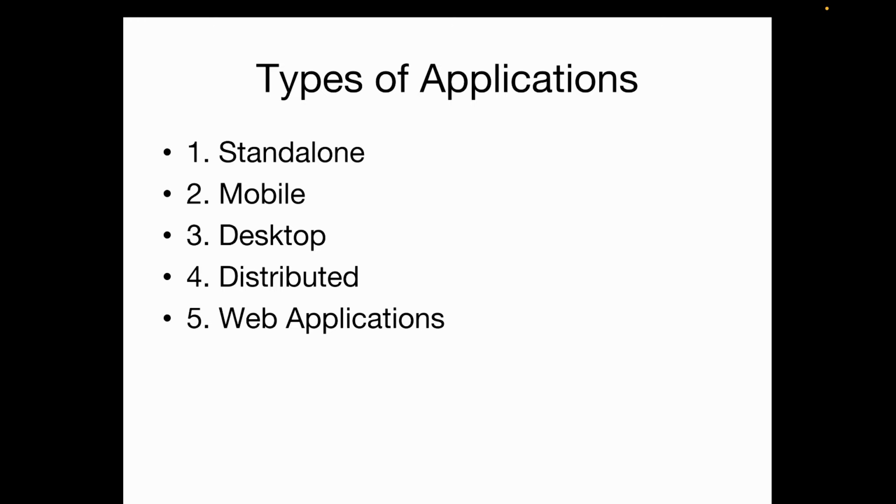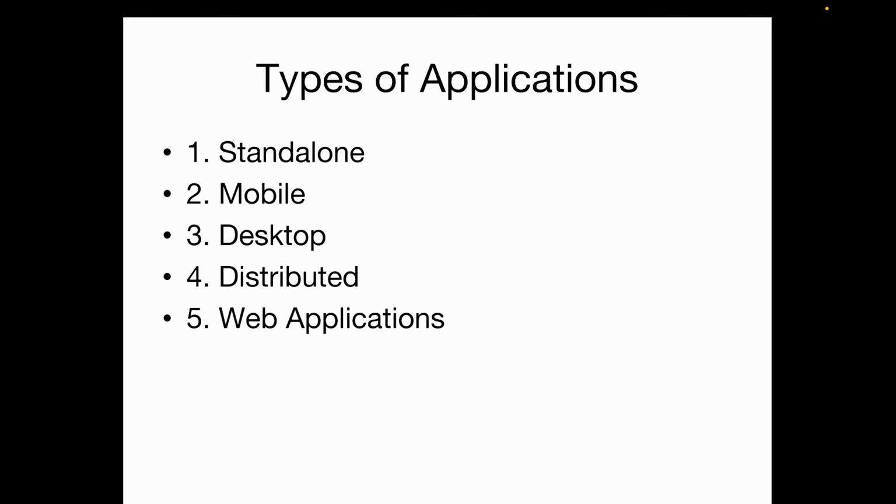Fourth one is distributed applications. A distributed application is an application where different parts run on different computers or servers, but work together as one system. Key points: runs across multiple machines, communicates over a network, usually internet based. Examples like banking systems, online multiplayer games. These are the real-time examples.